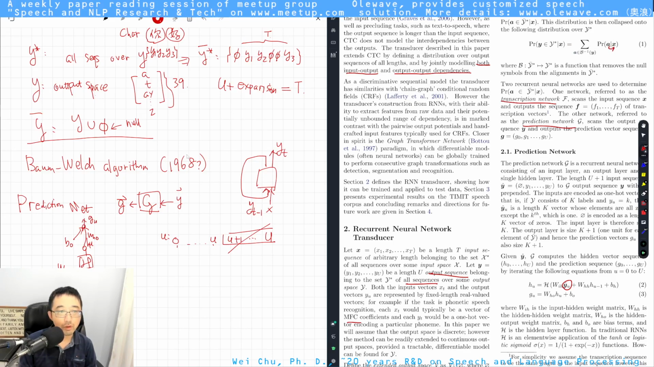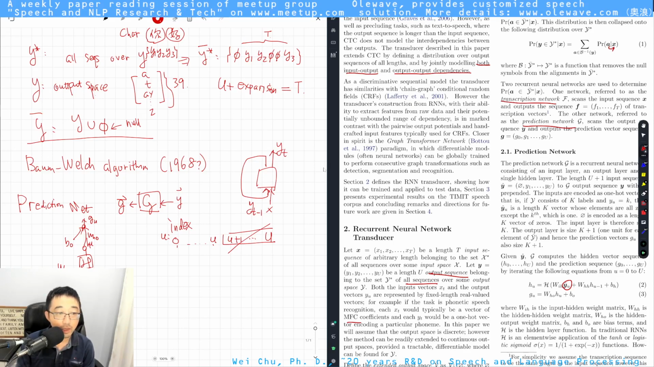Got GU. GU is your predicted prediction vector at the time u, not at the label u, or at the index u. So u is the index. It's not the time index, but you always start from 0. And then what happens in the next label?